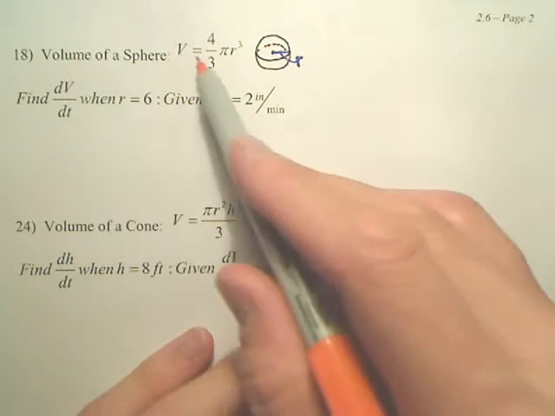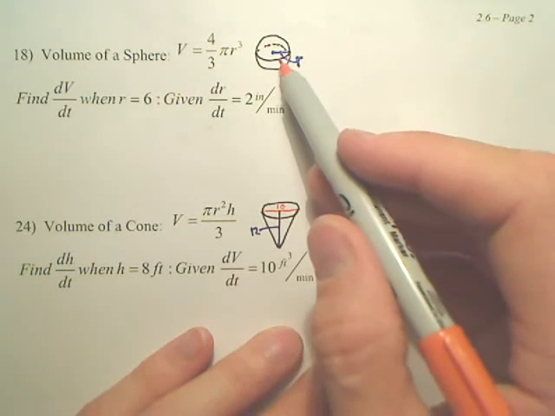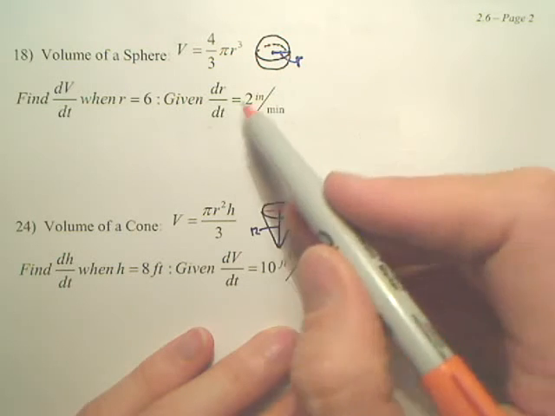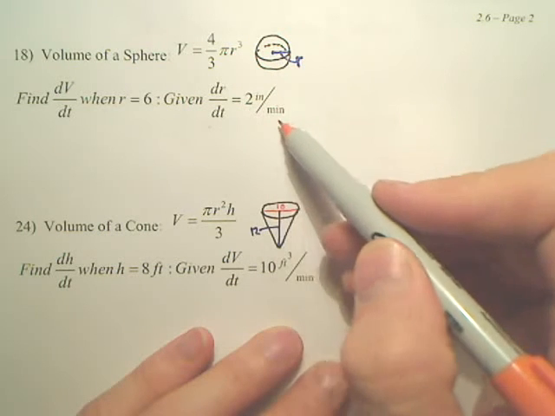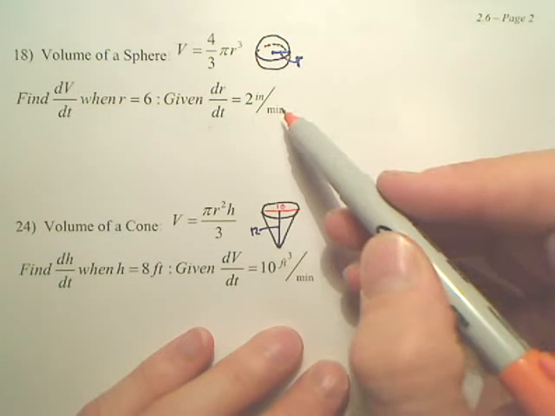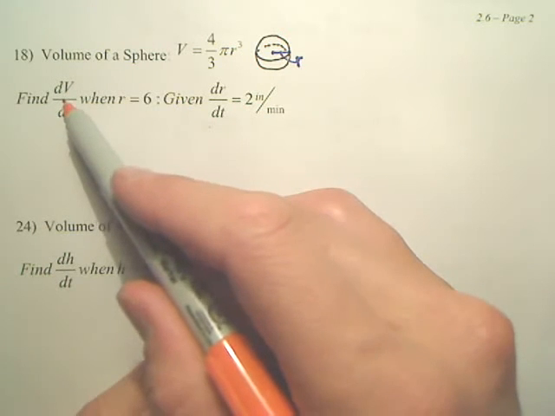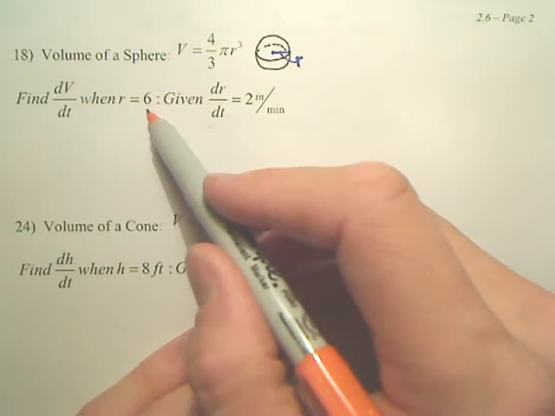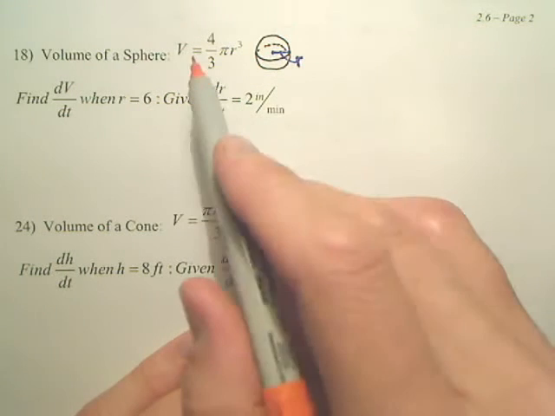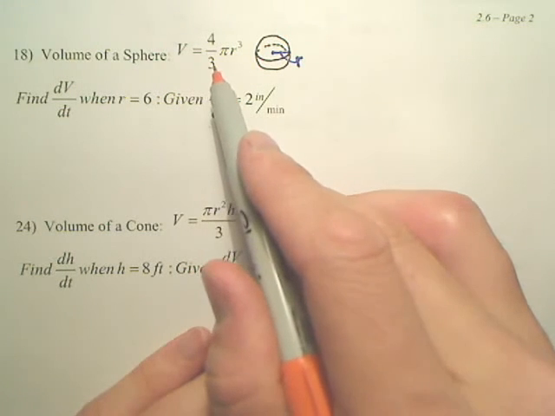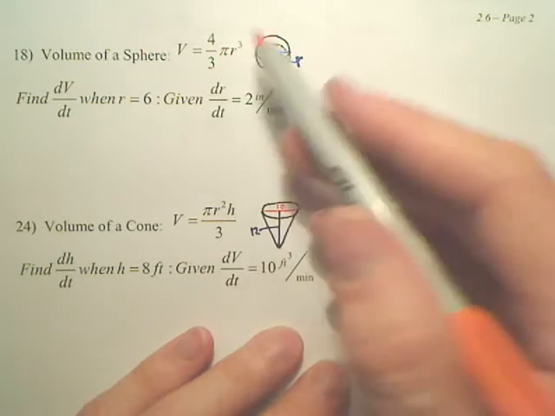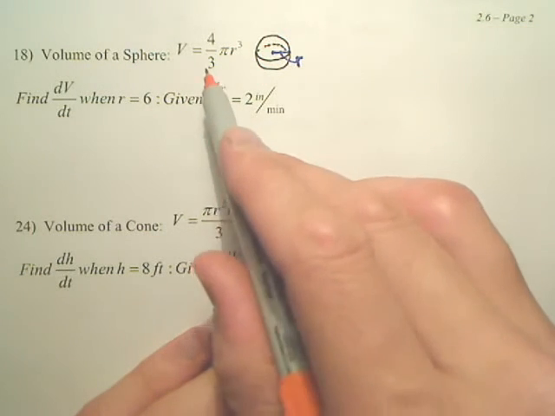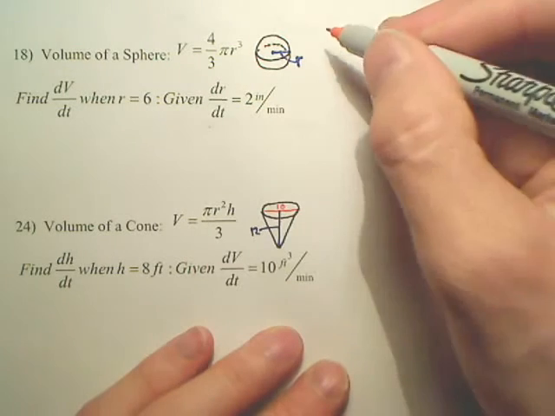We have the volume of a sphere, because what's happening is a sphere is increasing at a rate of 2 inches per minute. That's given. We want to find how much the volume is changing when the radius is 6. So what we're going to do is take this volume equation and derive it with respect to time. That's the first step. You always have an equation you're going to derive with respect to time.